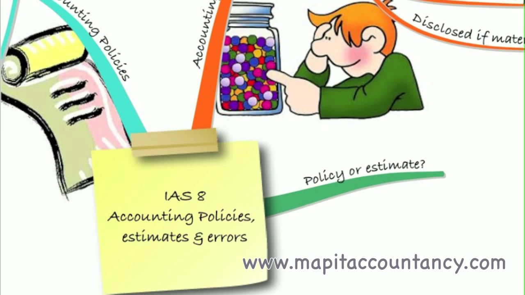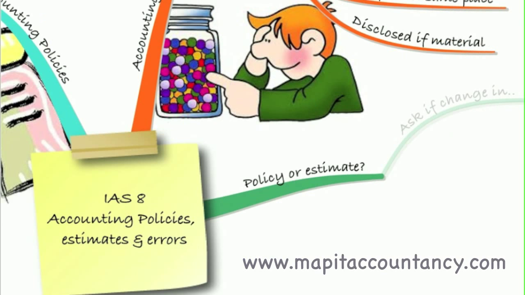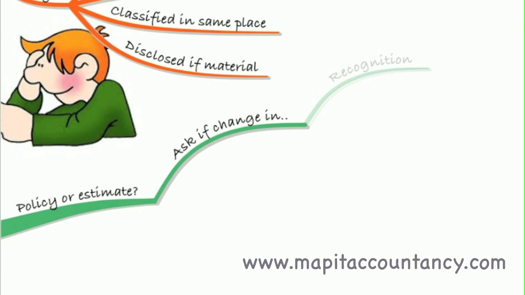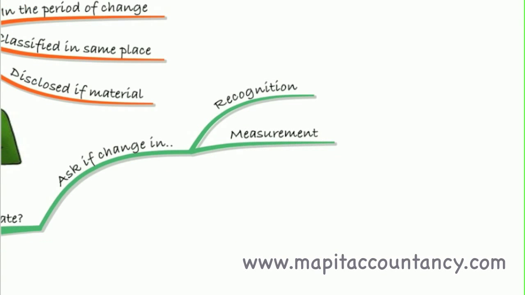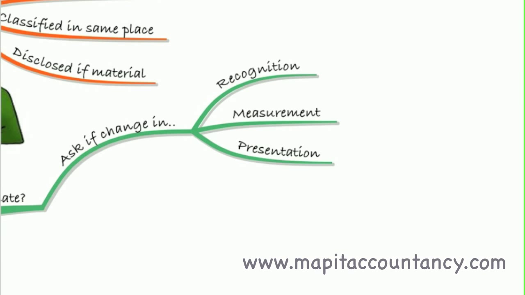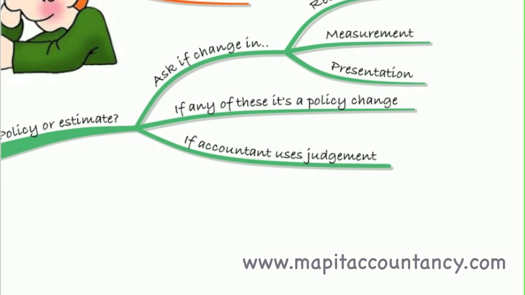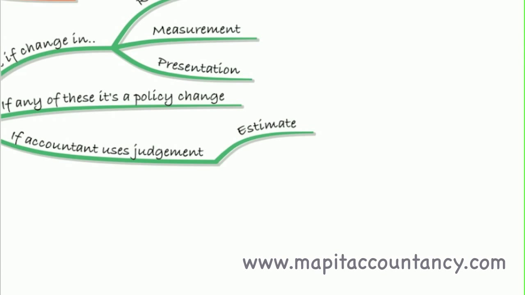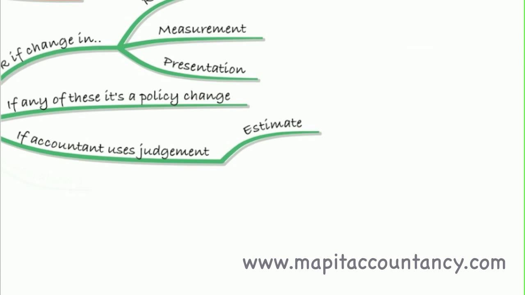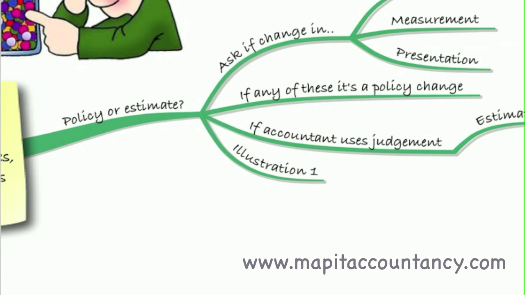So one of the key things here is we need to be able to decide whether something is an accounting policy or an accounting estimate. So ask yourself, is it a change in recognition, measurement or presentation? If so, that will be a change in accounting policy. If the accountant is using judgment or we're not changing any of those three things, it'll be an accounting estimate. And we looked at an illustration of how to do that in illustration 1.